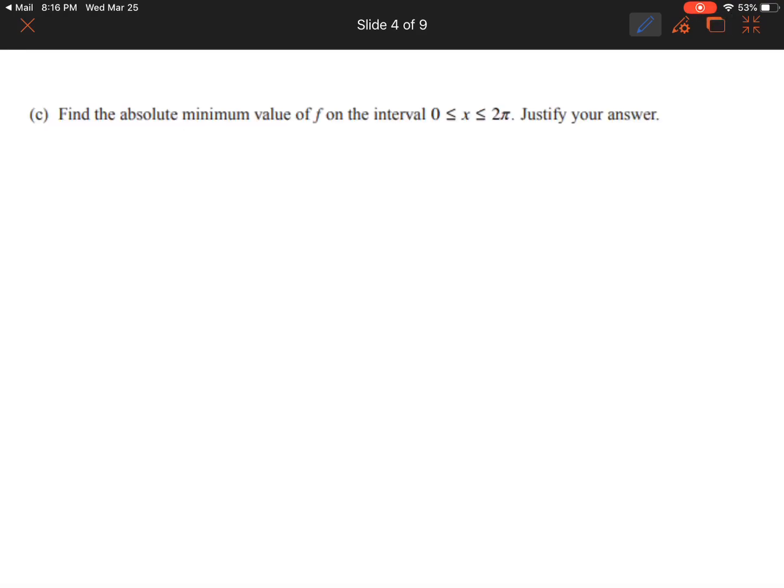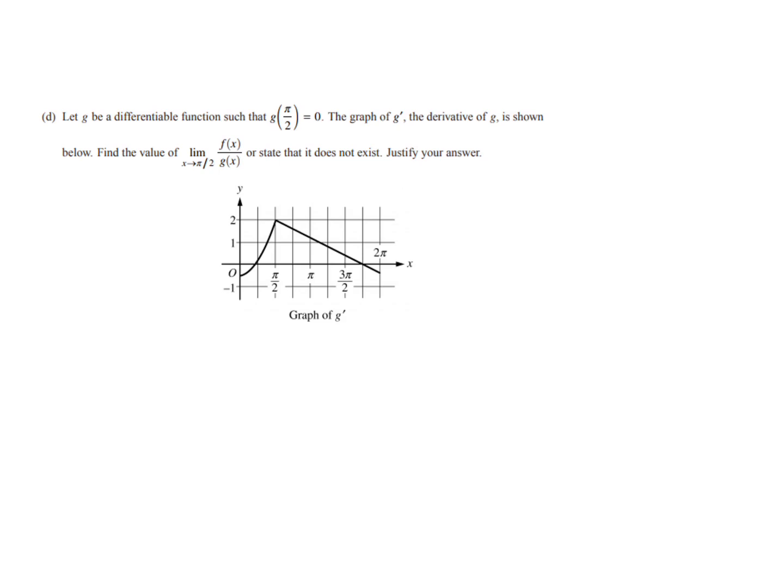Let's go on to the final part of our FRQ, and that's an interesting one. It says, let g be a differentiable function such that g of pi over 2 is equal to 0. The graph of g prime, the derivative of g, is shown below. Find the value of the limit as x approaches pi over 2 of f of x over g of x, or state that it does not exist, and justify your answer.